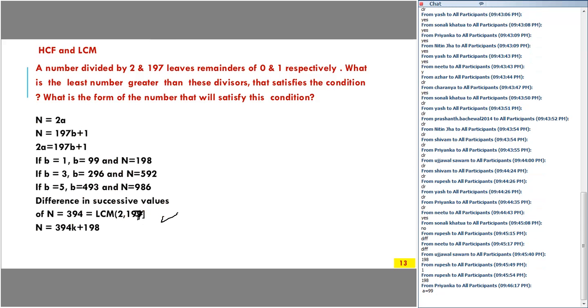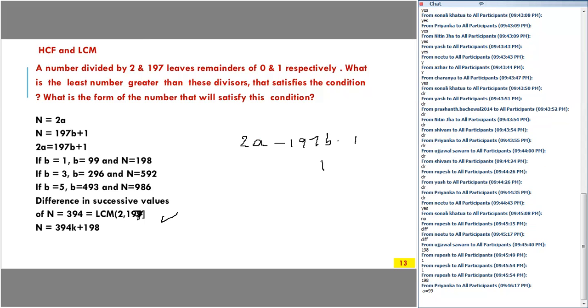How did I get the next value? What is 2a minus 197b? a will increase by what value? That's okay, I think it's a typing error. It should be a is 99. This should be a, or not?